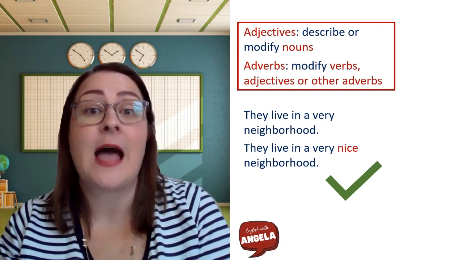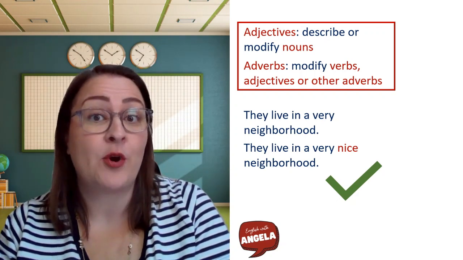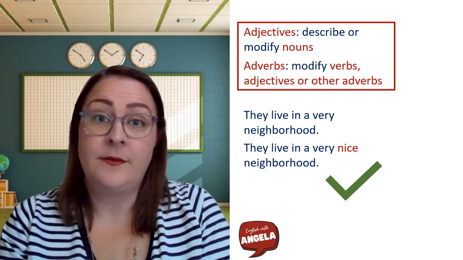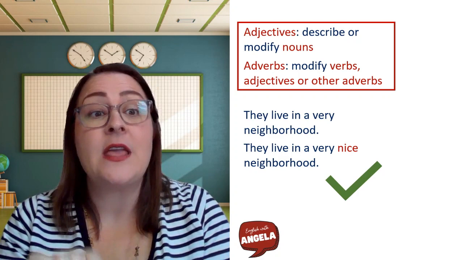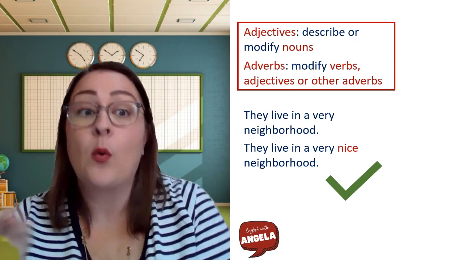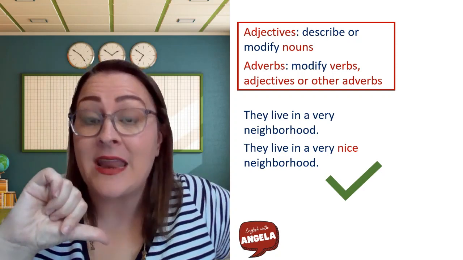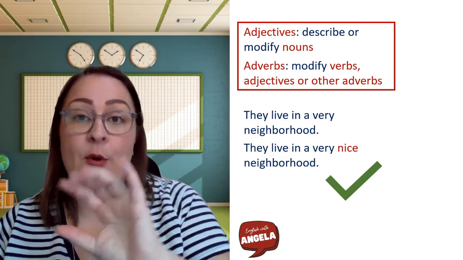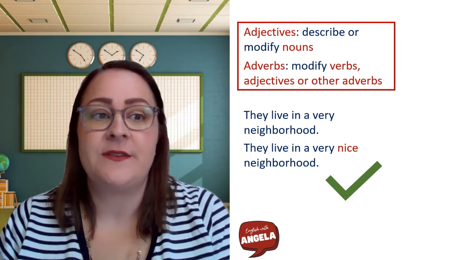Do I want an adjective or an adverb? I want to tell about my neighborhood. Is my neighborhood a verb? No, right? It's a noun. So I'm going to say that they live in a very nice neighborhood. Yeah, or I can say they live in a very bad neighborhood. Yeah, but I'm describing the neighborhood. I need to add an adjective in there.